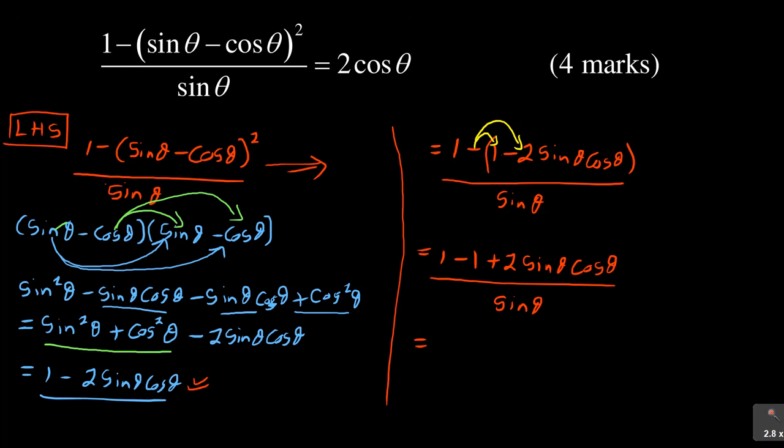Then this will cancel out. I'm going to have 2 sin theta cos theta all over sin theta. In this case, I'm cancelling out the sine, and my final answer is 2 cos theta. Now you can see that this becomes my right hand side. So in this case, I've managed to prove that the left hand side is equal to the right hand side.